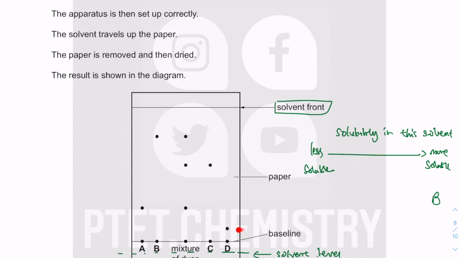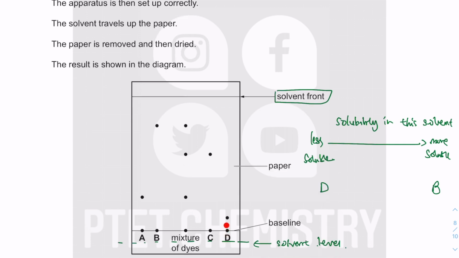D, for dog, travels the least distance in the same given amount of time. So D must be not very soluble in this solvent. And then after D, then must be A, then C has the next higher solubility. Okay, so I hope you can appreciate that how far they move depends on how soluble they are in the particular solvent. Now you have the mixture of dyes.